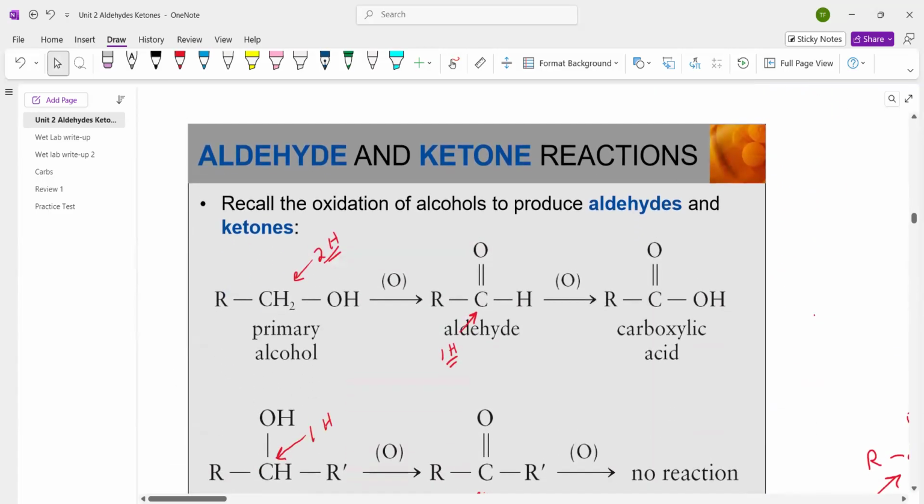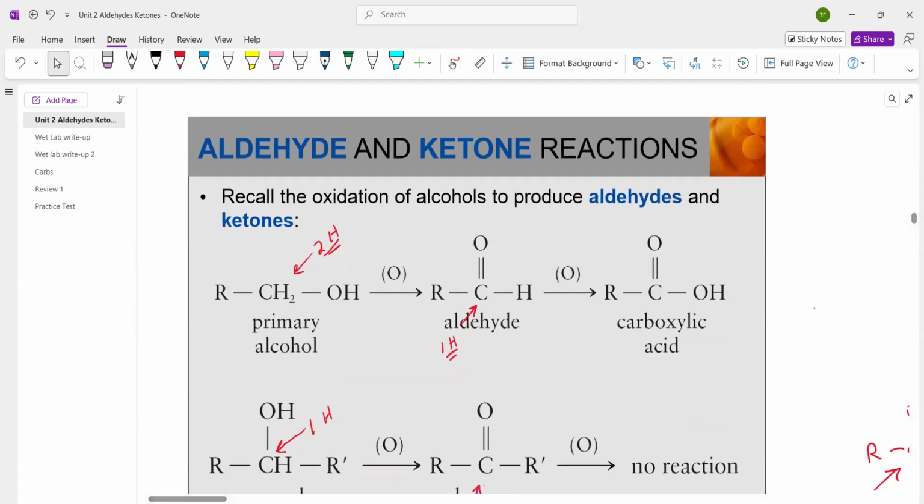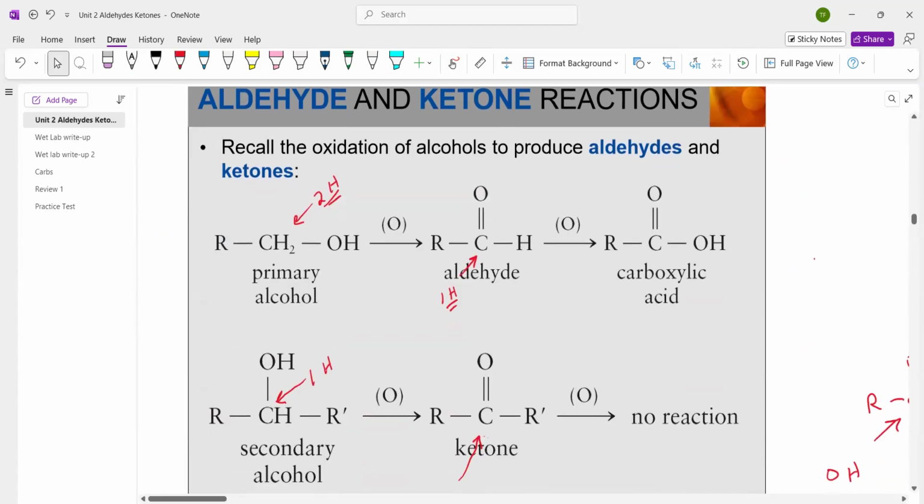Okay, so we've gone over naming. Now let's get into reactions. Now this is a review reaction from Unit 1. Okay, we've got two hydrogens here on a primary alcohol. That means it can be oxidized twice.